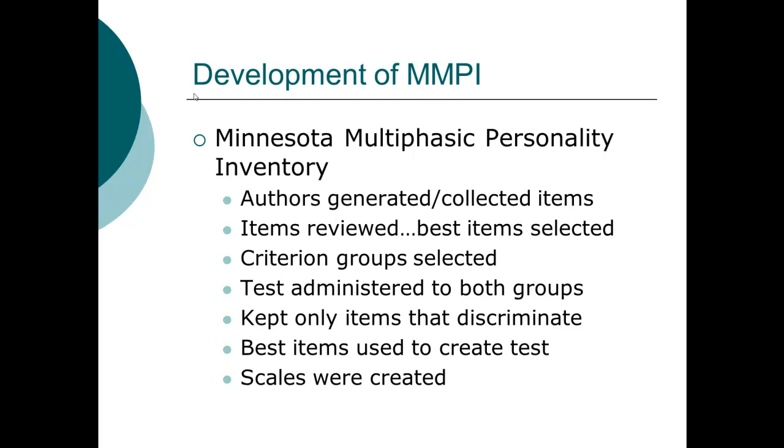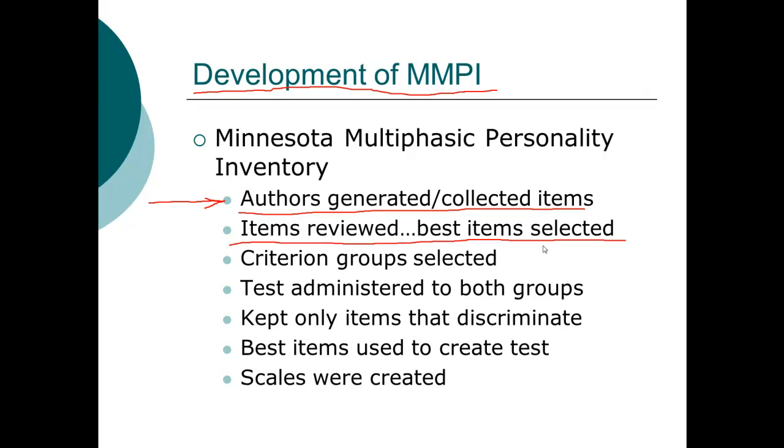Here we've got one of the tests, the Minnesota Multiphasic Personality Inventory. I think that was created by the University of Minnesota, I think in the 50s, or certainly the latter part of the 20th century. The authors generated and collected items. They did the research on personalities, and so they generated and collected bits of research and information, results from studies on the personalities. Then those items were reviewed and the best items were selected.